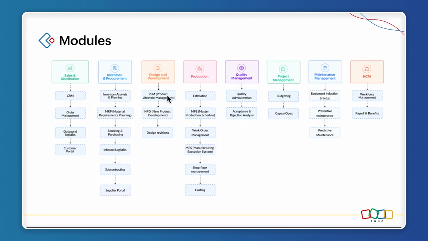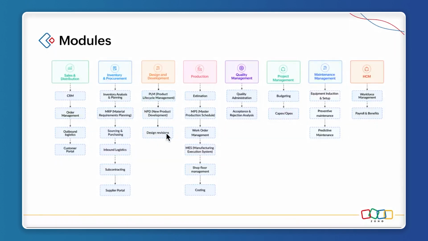Now talking about product life cycle management, this will help you in tracking the product evolution from design to retirement. Then we have new product development. So here you will be managing all your innovations and the prototyping for that particular product that you have designed.